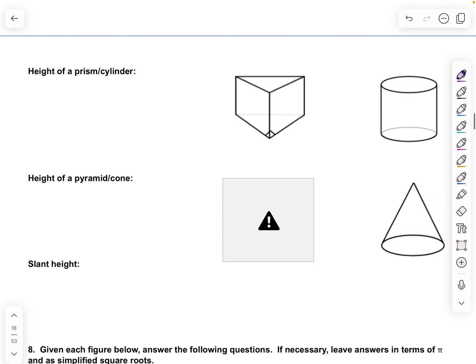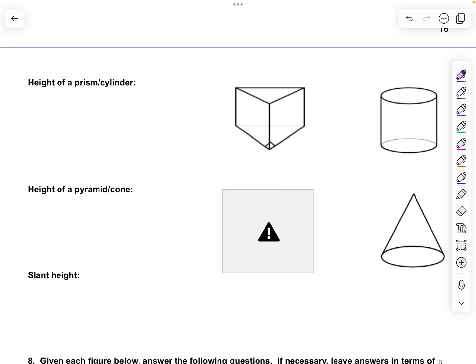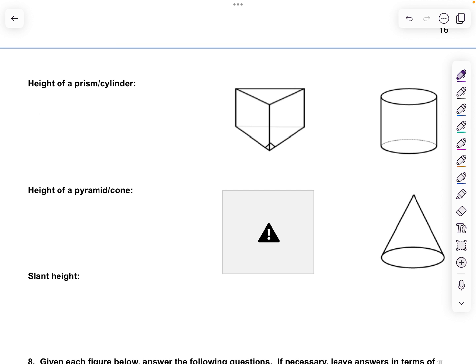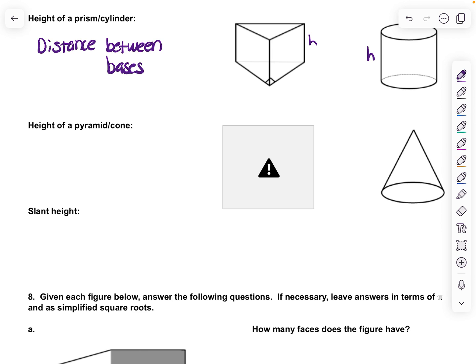As we get into our next one, I don't know why that image isn't showing up, but we'll go through the other ones. The height of a prism or a cylinder is the distance between the bases. In a triangular prism like this one, that's your height, and in a cylinder, this would be your height. Now, the height of a pyramid or a cone. You can't see the pyramid for some reason on here, but you do have it in your notes packet.